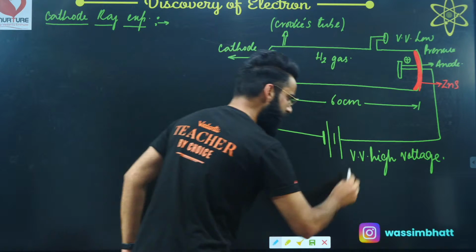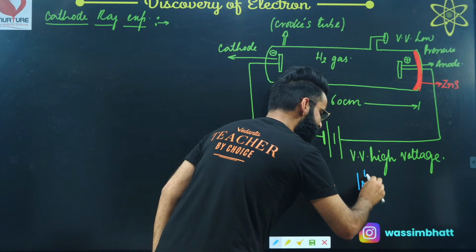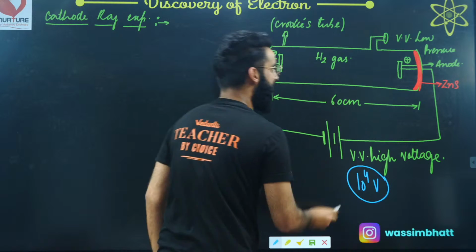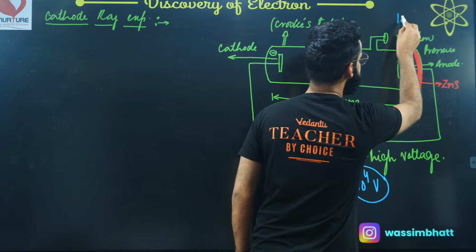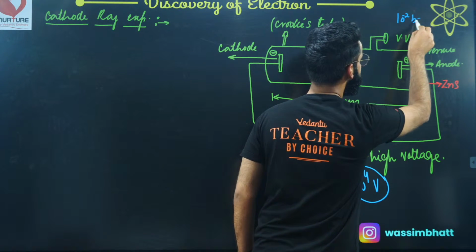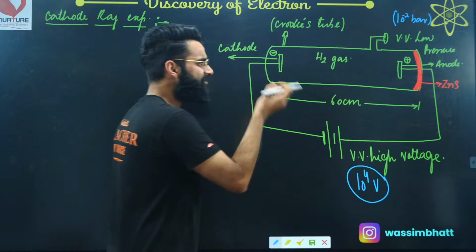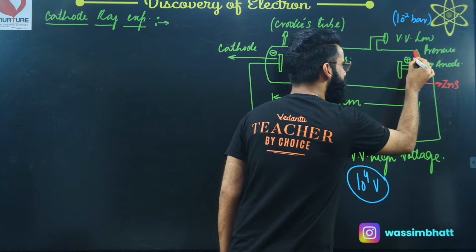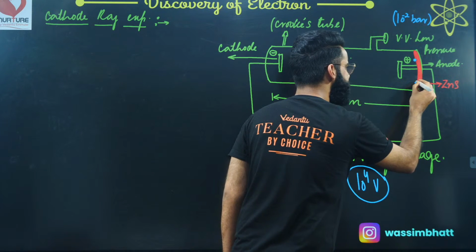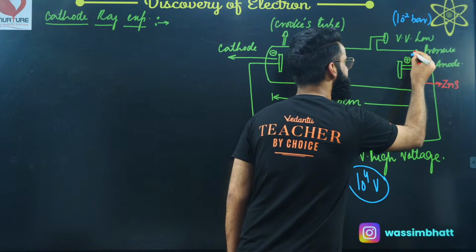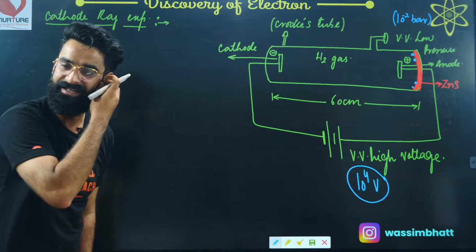First of all, when he kept the voltage of the battery as 10 raised to power 4 volts, and he kept the pressure of the hydrogen gas as 10 raised to power minus 2 bars or 10 raised to power minus 2 atm, what he observed was something strange. He observed some bright spots being created on this zinc sulfide screen.